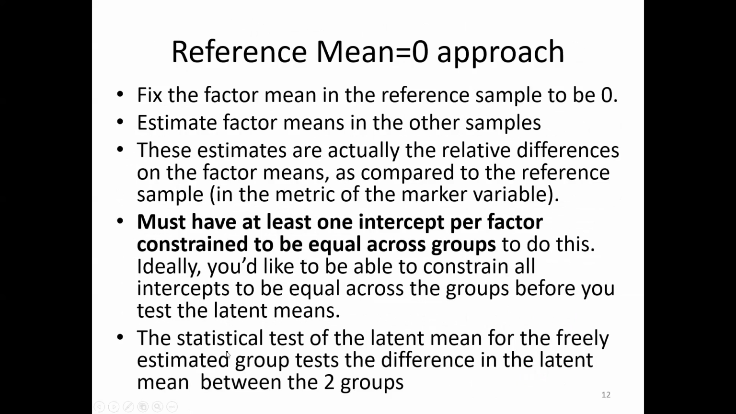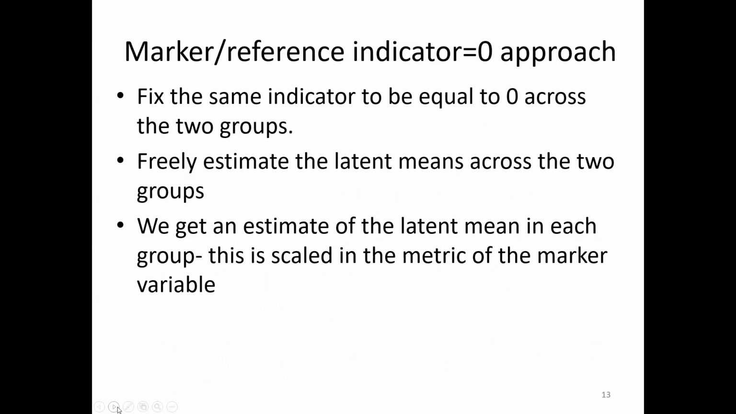So yeah, this is what I was saying. The statistical test of the latent mean for the freely estimated group tests the difference in the latent mean between the two groups. So it's a latent variable t-test, which is so cool. I mean, in some ways, you mean I got to this point in the semester and we're talking about t-tests? But it's not just a t-test, it's a latent variable t-test. So it's cooler.